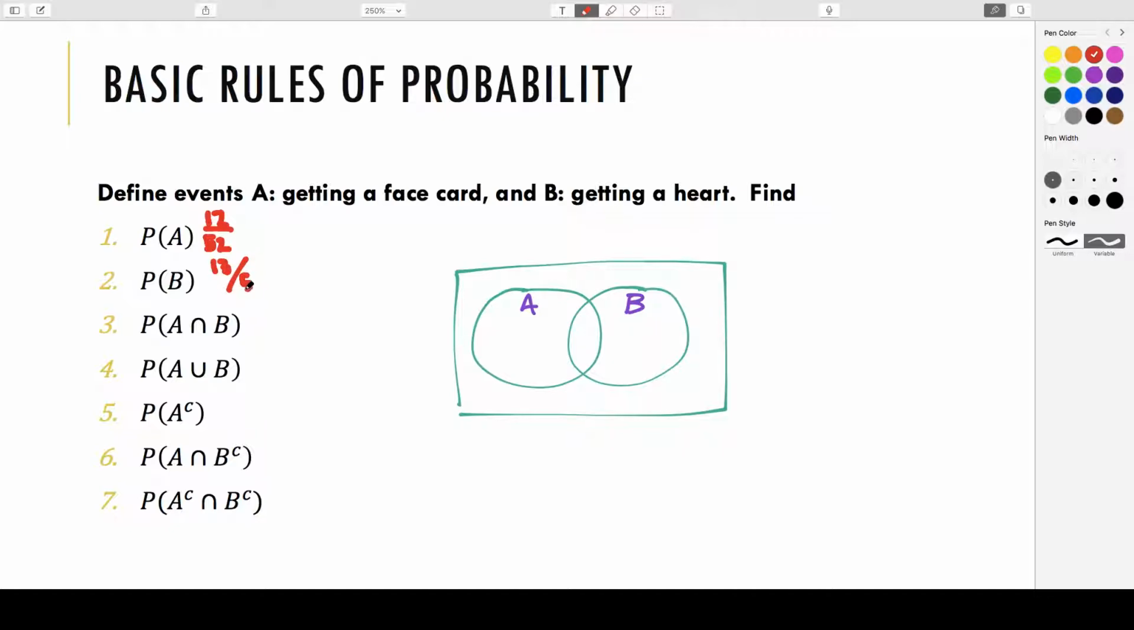Okay. And then what's number 3 say? The probability of getting a face card and a heart. So you kind of have to use your brain. How many face cards are hearts? 3. Good. The Jack of Hearts, Queen of Hearts, and King of Hearts.